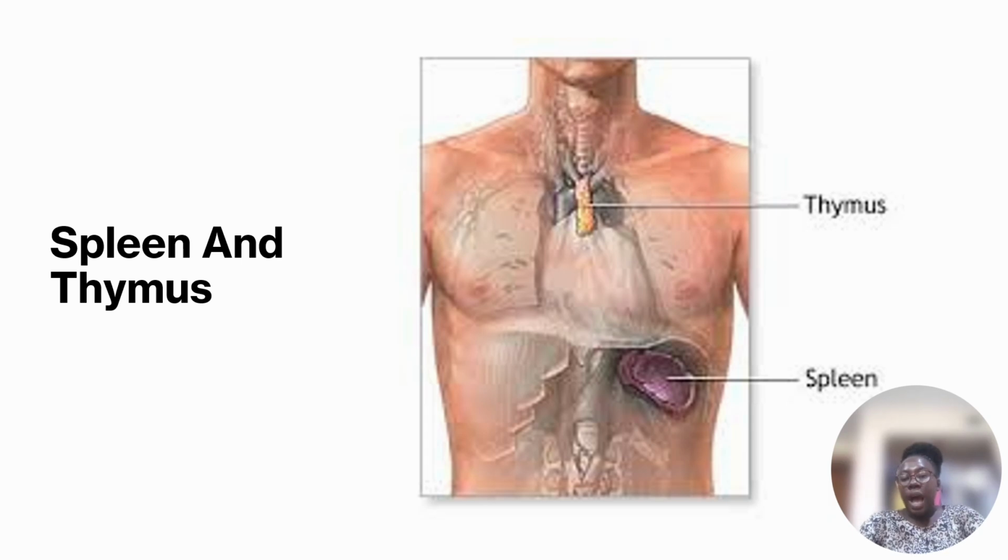The spleen is an organ which has two parts, the white pulp and the red pulp, and both are named after their colors. For example, the red pulp plays a role in the destruction of the red blood cells or erythrocytes, and the white pulp plays a role in immunity with the white blood cells.